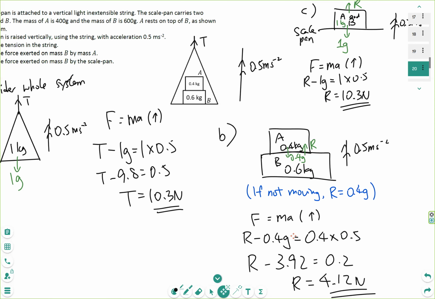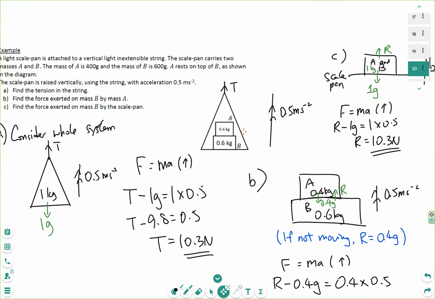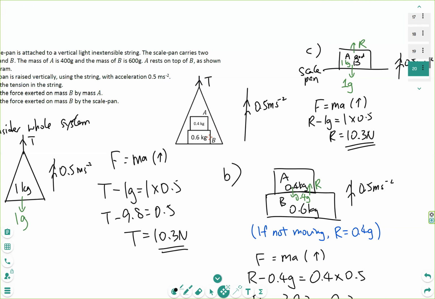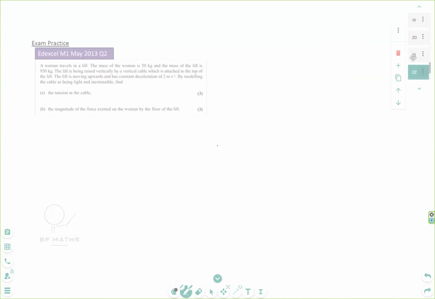Okay. Part C, find the force exerted on B by the scale pan. You cannot separate B from A. If you look at the interaction between B and the scale pan, we cannot ignore A, because A is on top of B. Therefore, we consider A and B together. There are a lot of little details in here that you might want to write down. Any questions? Yes, there's exam practice.